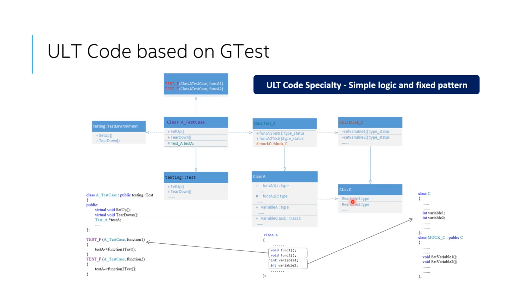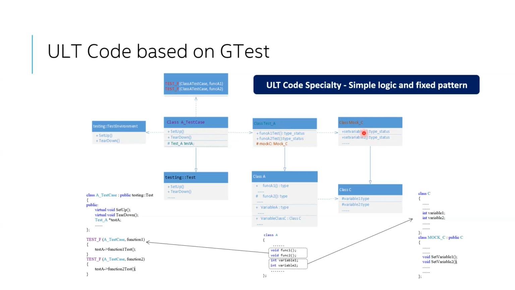To develop a ULT, what you need is a test fixture class. This is a test fixture. The second thing we need to develop is a test case class. This is a test case class. And also, if you want to run the test successfully, you also need the mock. This is a mock class.